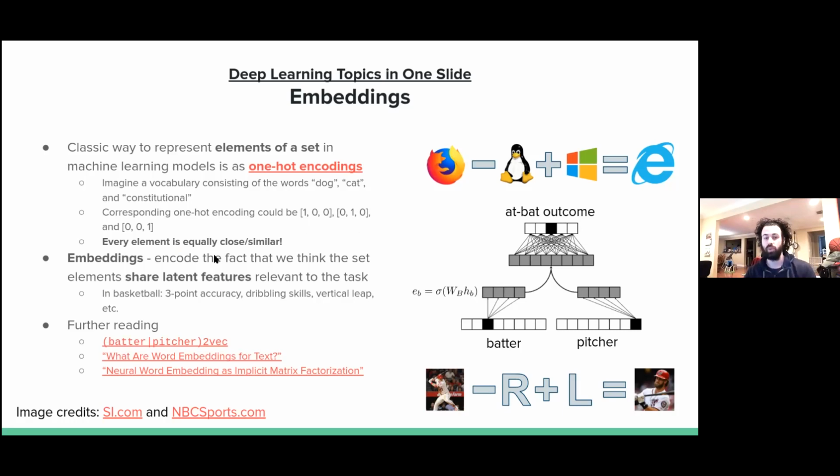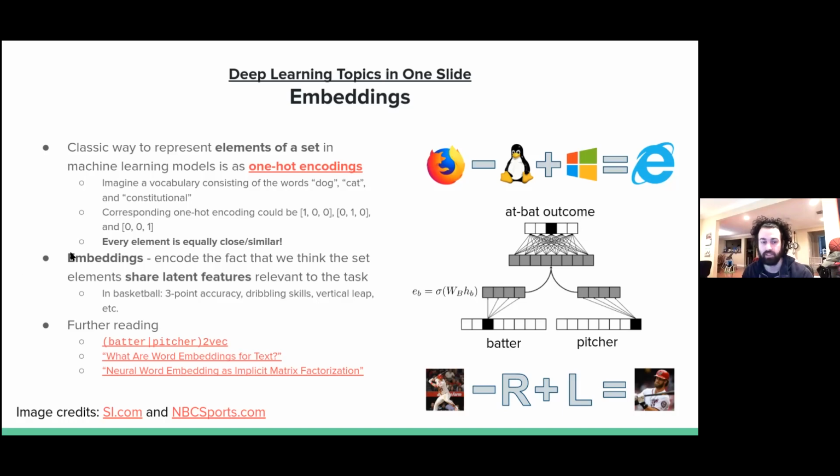And so the issue with this type of input is that it's basically treating every element as equally similar or close, because if you take the distance between any of these vectors, it's going to be exactly the same. Or if you take the dot product between any of them, it's going to be exactly the same. But we know that some words are more similar than others, and we would like to be able to encode that. So the words dog and cat are semantically more similar than either of them are to constitutional.